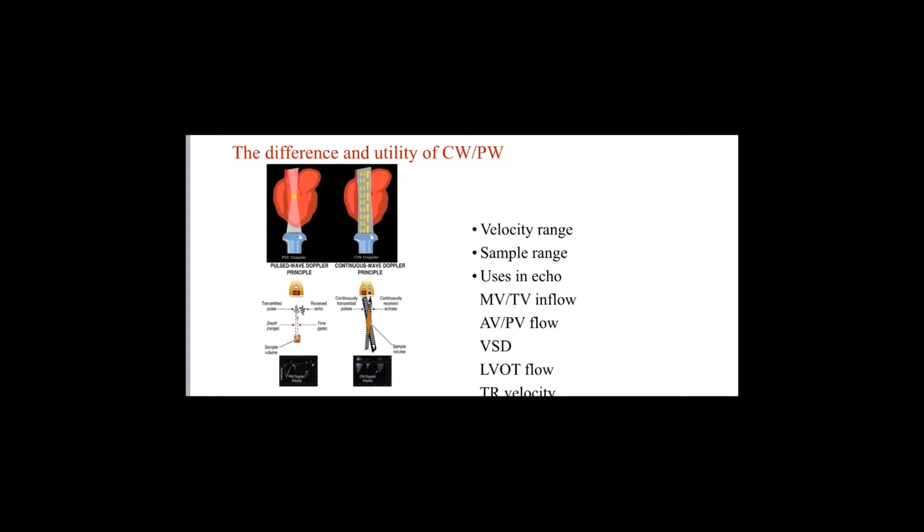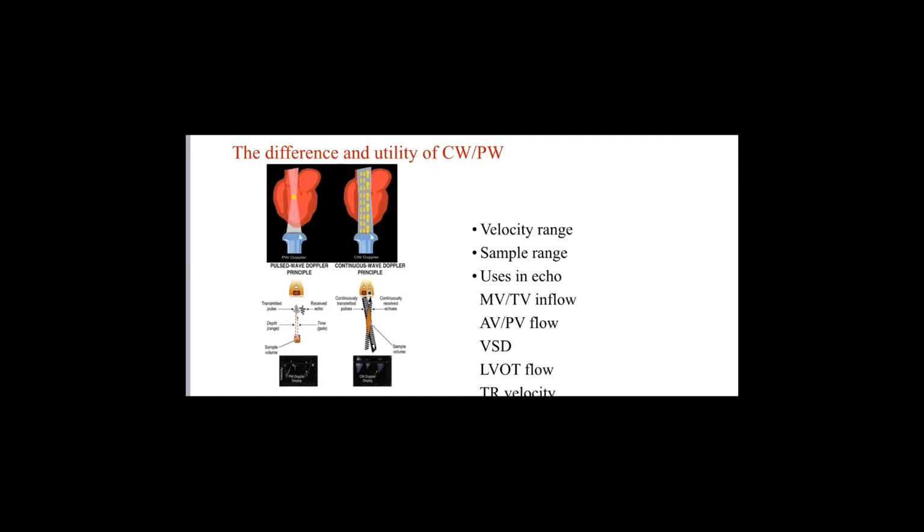If you have no problem with velocity, it's better to use PW because PW tells you exactly where this velocity comes from. Therefore, mitral valve and tricuspid valve inflow, PW or CW? PW. Aortic valve and pulmonary valve? CW, because of high velocity.